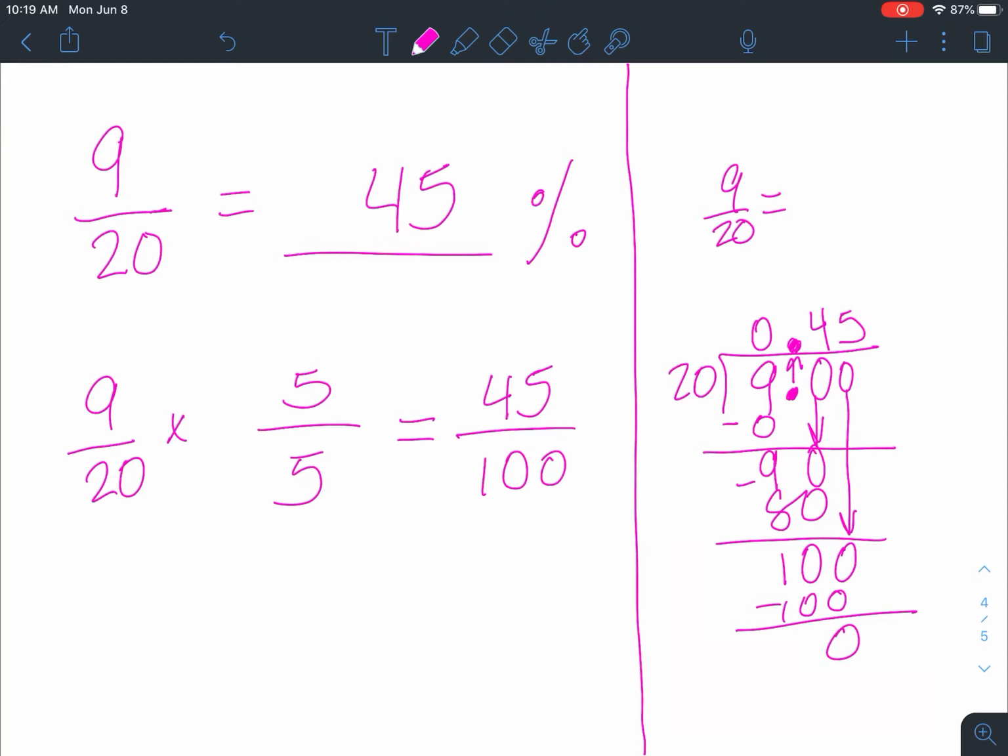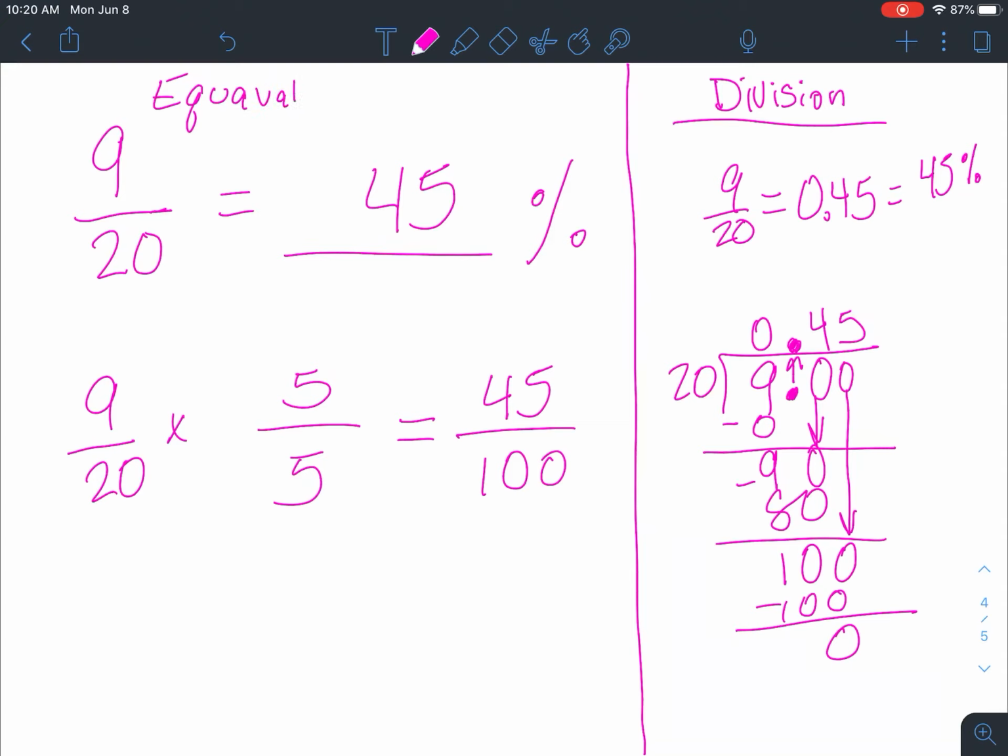So I know that 9/20 is the same thing as 45/100. That's like having 45 out of 100, which would mean I would have 45%. Both of these strategies work. You may use division when you're converting a fraction into a decimal, or you may use equivalent fractions. The choice is yours. Think about what strategy feels the most comfortable to you.